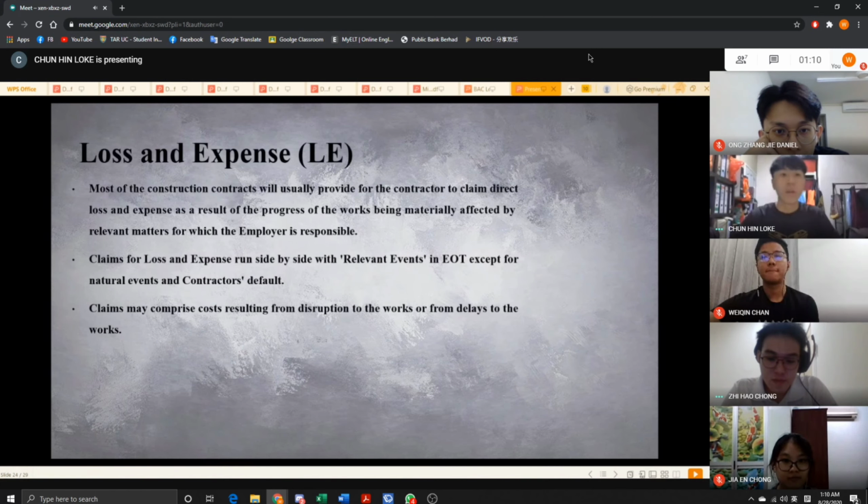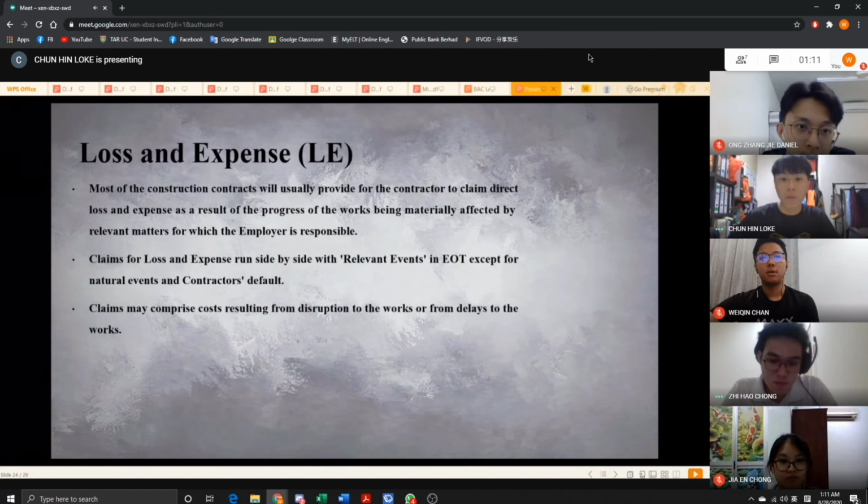I'm going to talk about the loss and expense. For loss and expense, most construction contracts will usually provide for the contractor to claim direct loss and expense as a result of the progress of the work being materially affected by a relevant matter for which the employer is responsible.